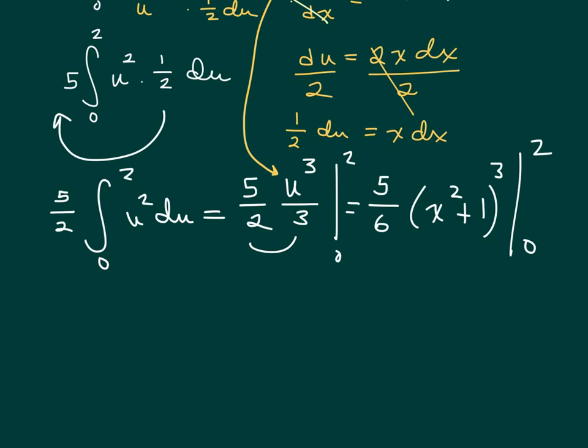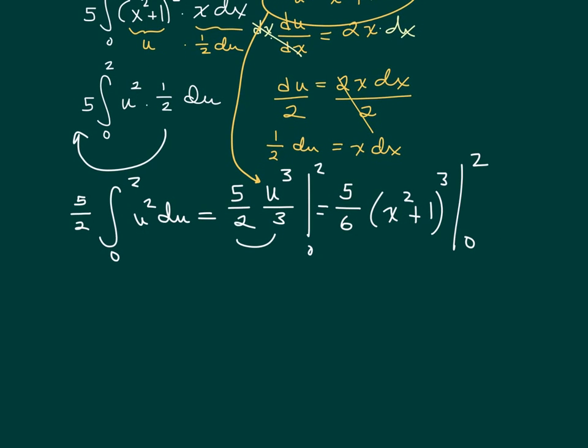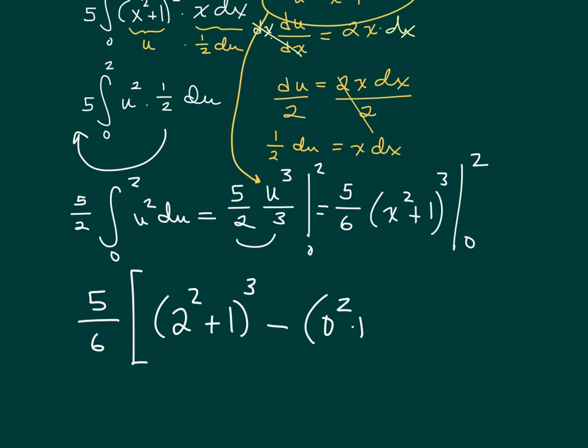So now I'm to the fundamental theorem of calculus part, where I'm going to do the f of b minus the f of a. So I have 5/6, which can just be thrown out front. I'm going to plug in the 2, which will be 2 squared plus 1 cubed, minus, I'm going to plug in the 0. Again, this is my f of b minus my f of a.